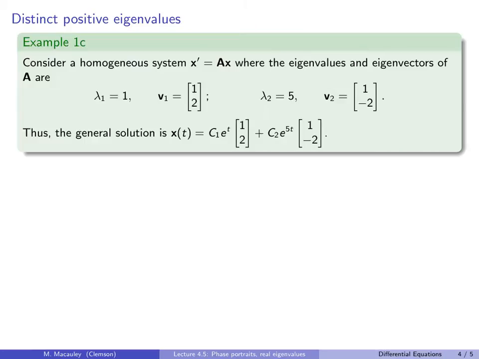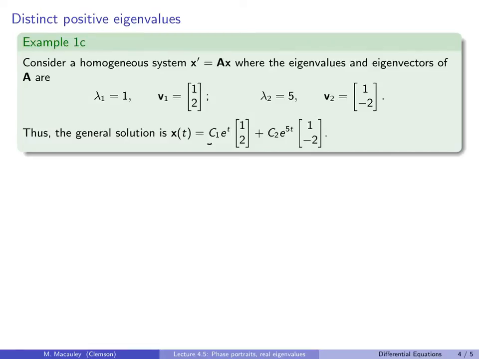Okay, so let's do the third case. This is when we have two eigenvalues that are both positive. Here, I'm not even going to give you the matrix. Let's just suppose we have a system, x prime equals Ax, and we know that the eigenvalues and eigenvectors are these things right here. So first thing to do is just acknowledge that we know the general solution.